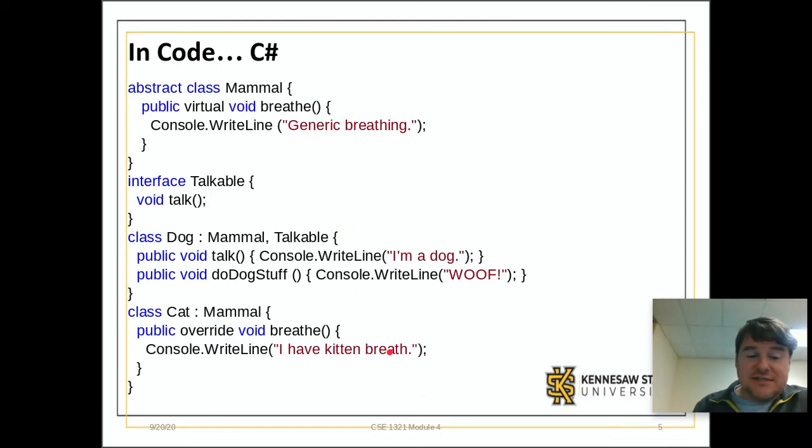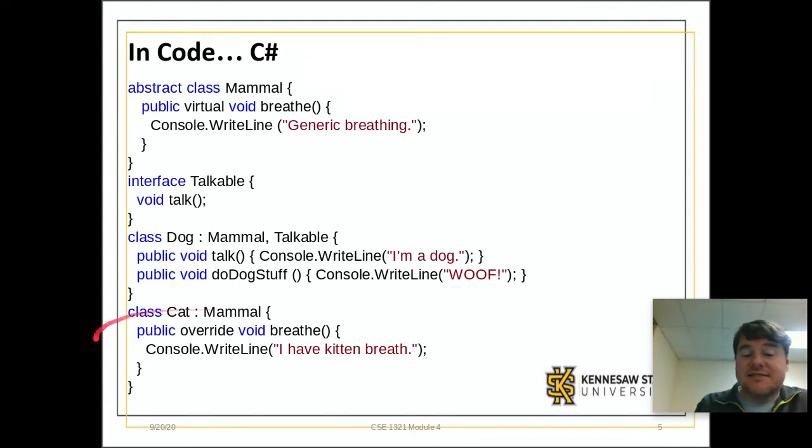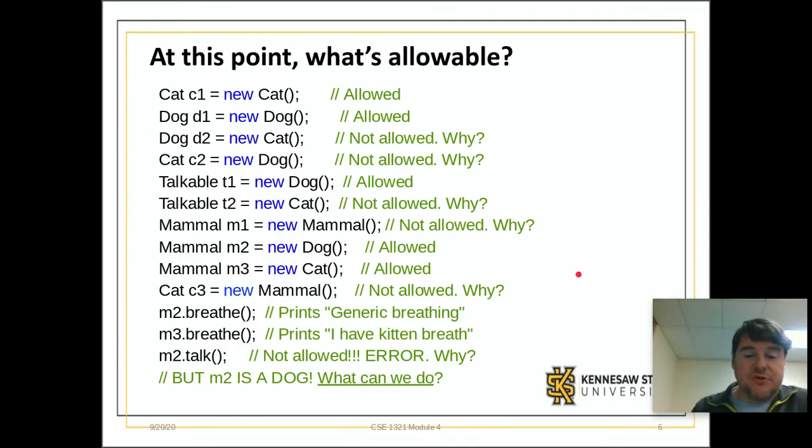It first checks to make sure, does the type have a method? If it doesn't, you're going to get a compile error. If it does, then it looks to see if the object actually has an override for that, and if not, it calls the one of the parent. So here we're going to get, I have kitten breath, because M3 is a mammal with a cat sitting on it right now, and since the cat has an override for breathe, we get I have kitten breath. So that's what's going on here.